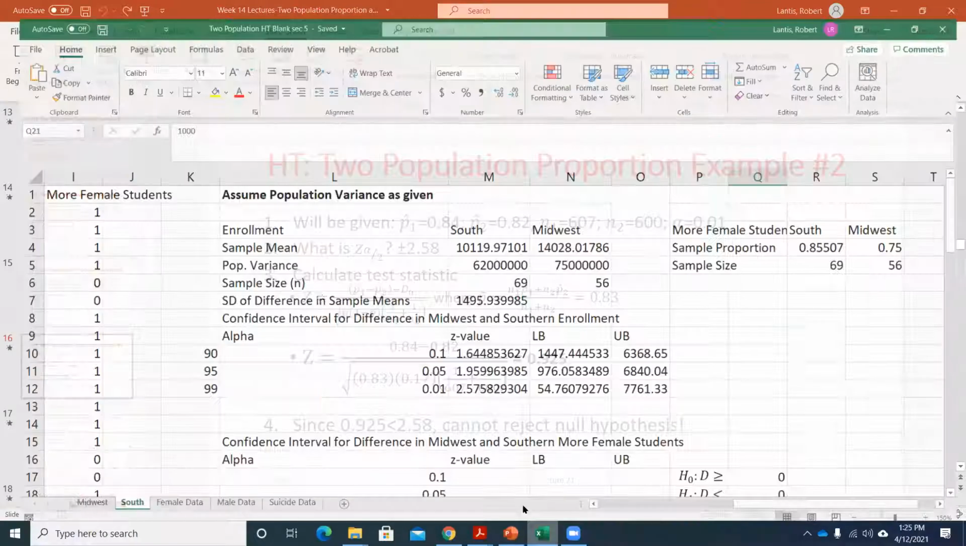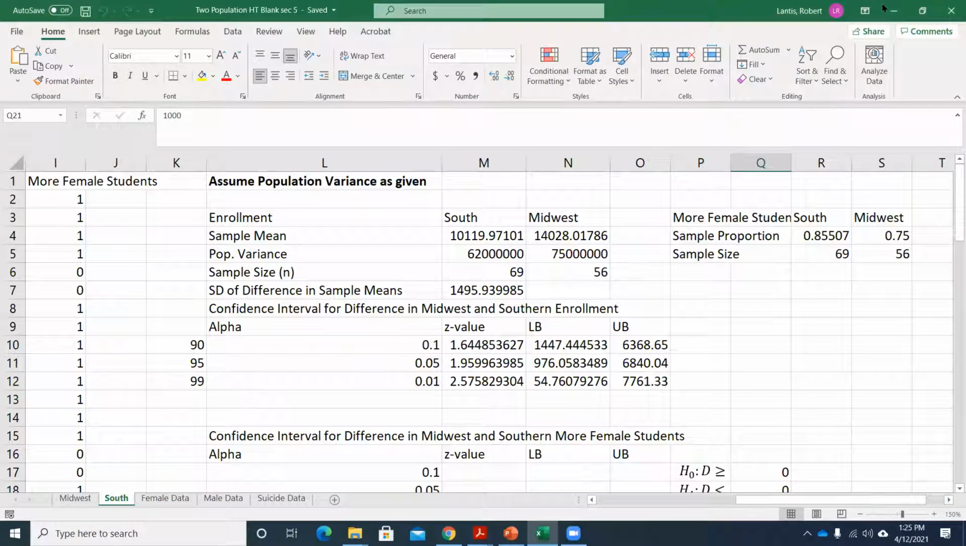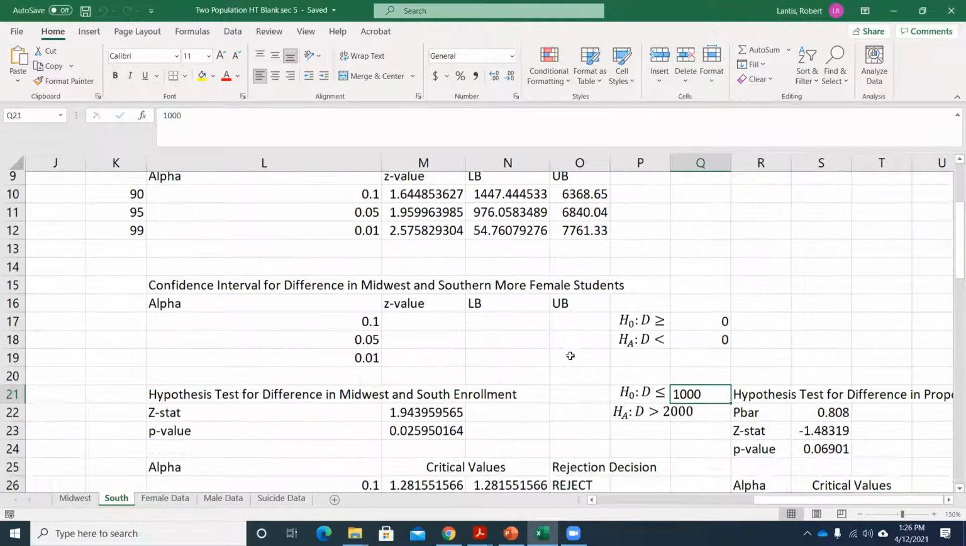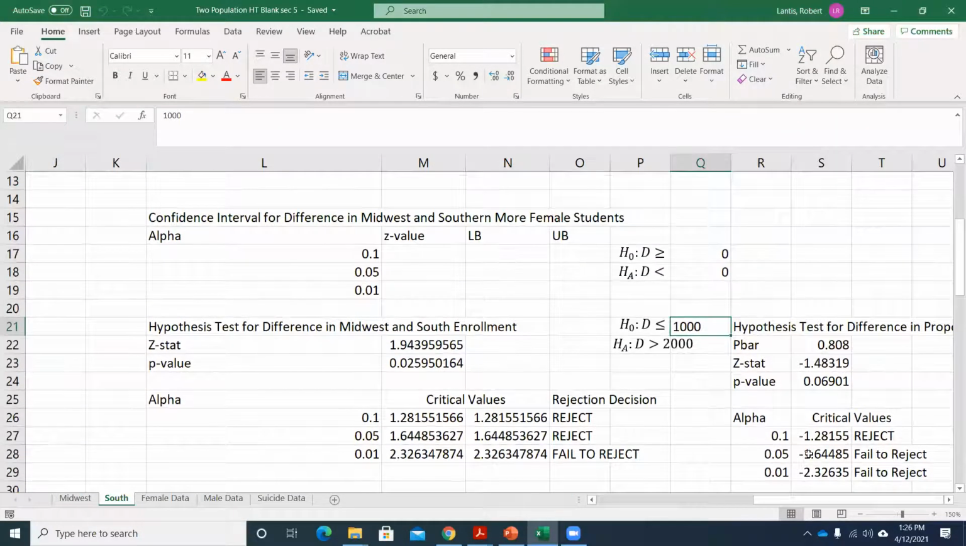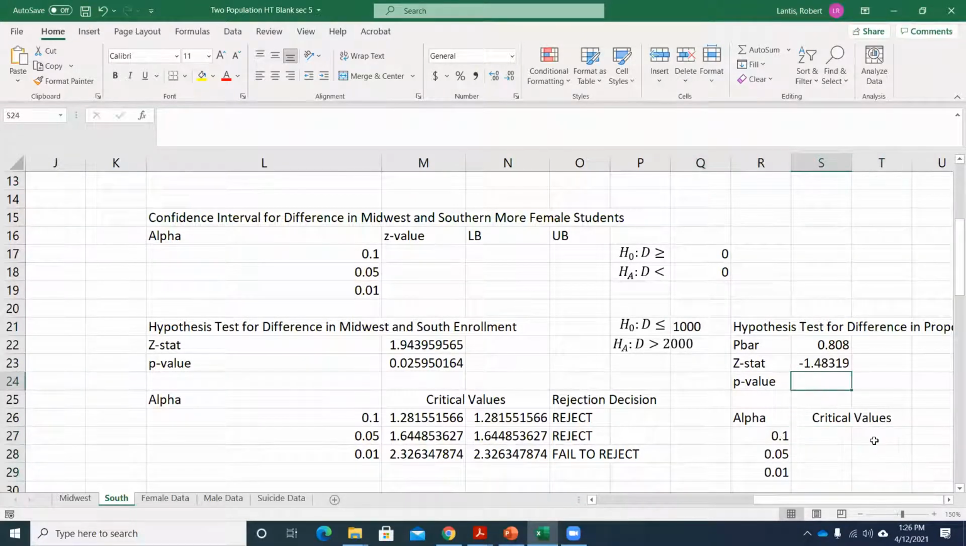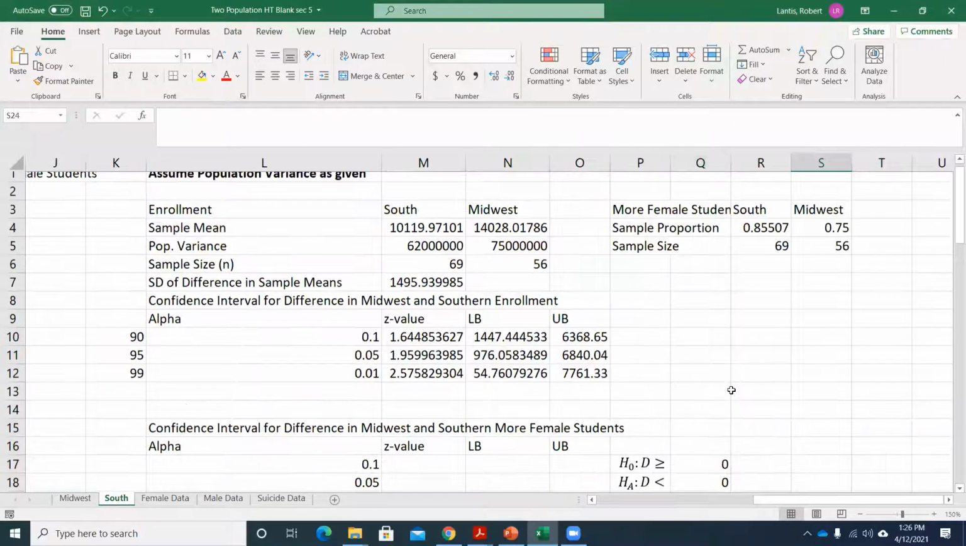Okay, so let's go back to this hypothesis testing blank file. I saved the work we had done last class, where we had done some stuff with the difference in sample means. This time, and I can't remember, it looks like I got rid of the confidence interval stuff, but I'm also going to delete all of this stuff down here, the p-value and the critical values.